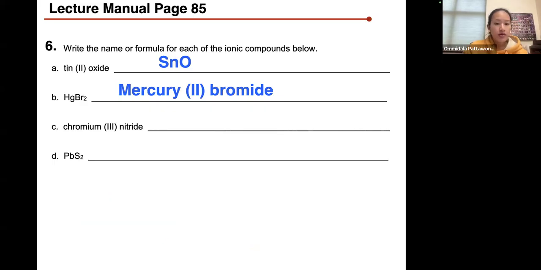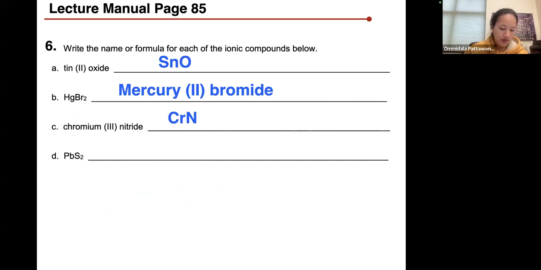All right, next one, chromium(III) nitride. So same thing again here. In order for us to write the correct chemical formula, chromium(III) refers to the charge, so it would be chromium 3+. Nitride is the N, ending with -ide, so it's just going to be the N. It will not come with the oxygen, and it would be 3-. So again, it's 1-to-1.